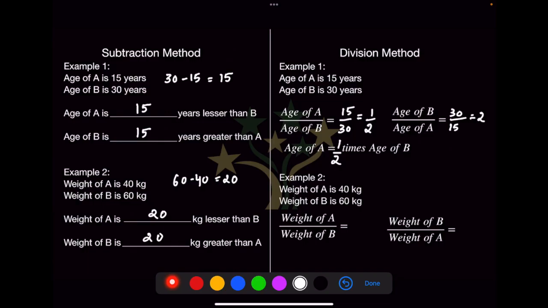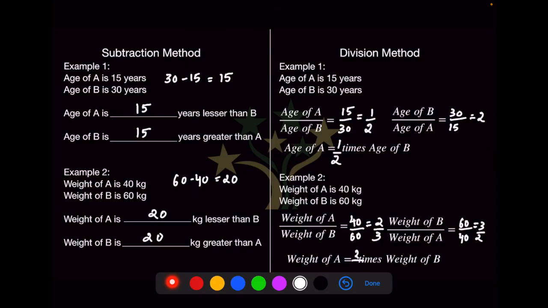So weight of A divided by weight of B. What is weight of A? 40 divided by 60. So this is 2 by 3. Similarly, weight of B divided by weight of A is 60 divided by 40, which is equal to 3 by 2. So in other words, what can we say? Weight of A is 2 by 3 times weight of B. So as you saw here, in terms of the subtraction method, we use lesser, greater and we subtract one quantity from the other. And in the division method, we divide one quantity by the other and use the word times.